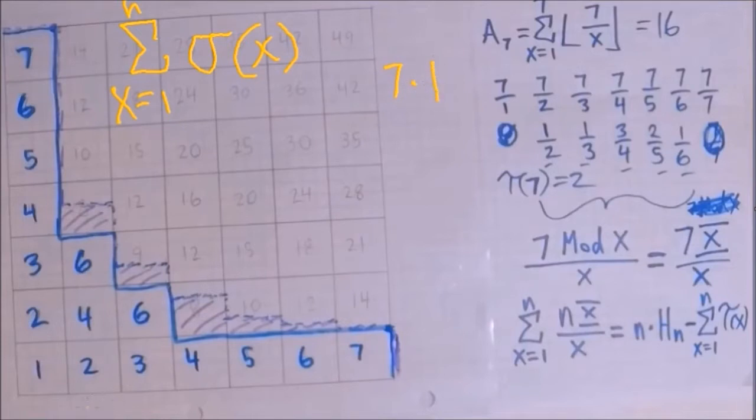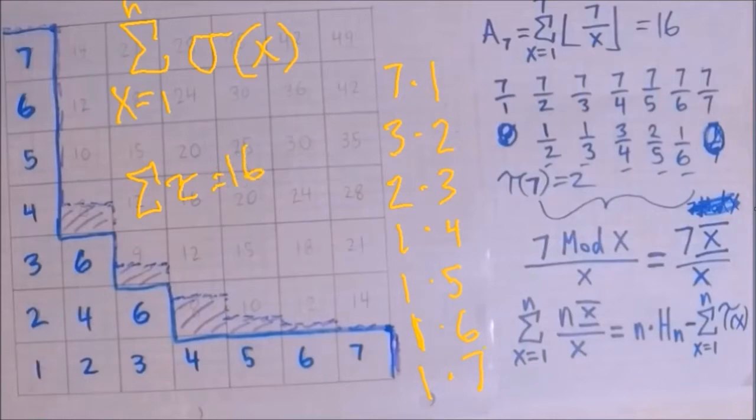And then how many times does 2 appear as a divisor? It doesn't appear in any of the odd numbers, but just the even numbers, which are 2, 4, and 6. So we have 3 times 2. And similarly, we have 2 times 3, 1 times 4, 1 times 5, 1 times 6, and 1 times 7. So recall from before, 7 plus 3 is 10, is 12, 13, 14, 15, 16. So we have the sum of tau is equal to 16.